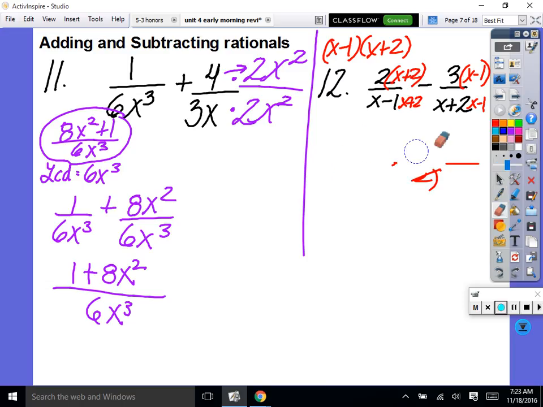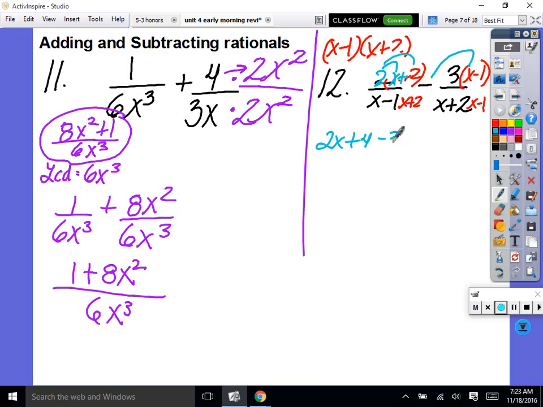We would say, okay, I need to multiply this out and rewrite it. So we have 2, that was 2 and x plus 2. Okay, so we have 2x plus 4 right there, correct? Then multiply the negative in with 3.